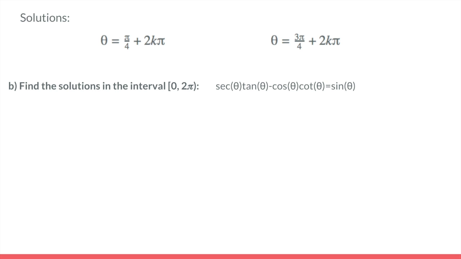So for part B, we need to find the solutions in the interval 0 to 2 pi. We can do this by plugging in integer values of k, and we can find all solutions that are in this interval. These solutions correspond to k equals 0 only. For all other values of k, the corresponding values of theta lie outside the interval 0 to 2 pi. So the solutions in the interval 0 to 2 pi are theta equals pi over 4 and theta equals 3 pi over 4.